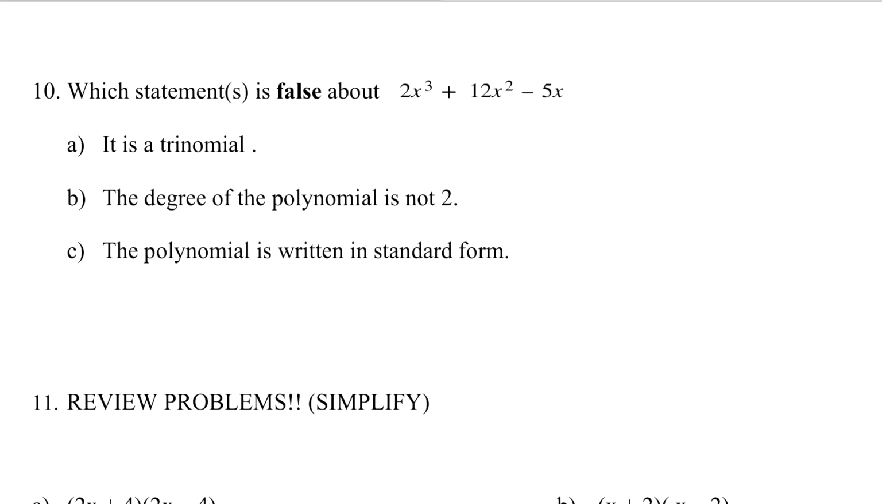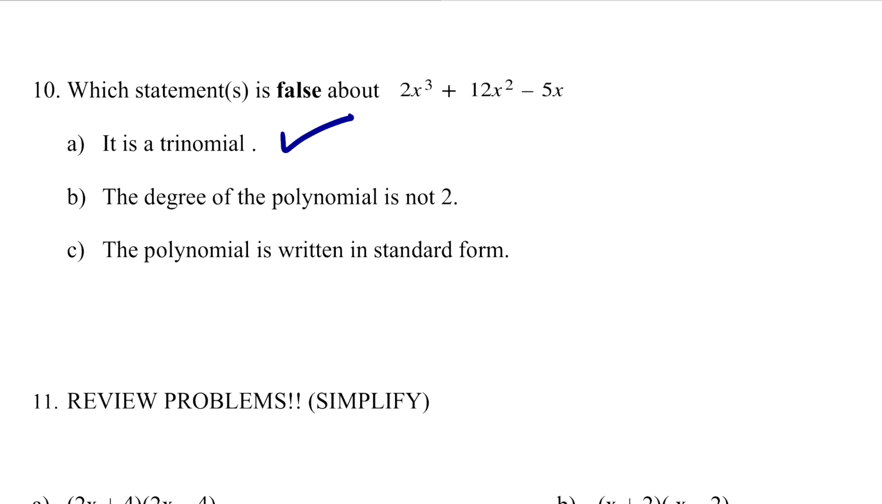Okay. Which statement is false about 2x to the third plus 12x squared minus 5x? This one's true. It's a trinomial because it has 3 terms. Okay, so that's true. The degree of the polynomial is not 2. The degree is actually 3, so it's not 2.